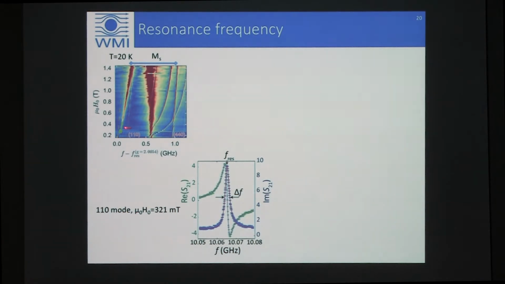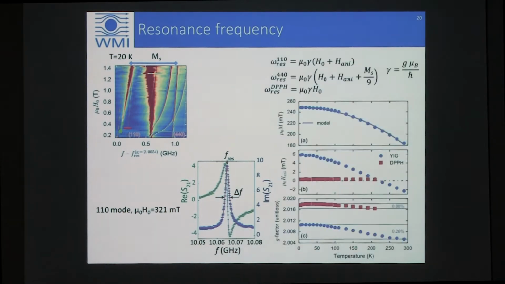So this little red line here shows the cut that we're doing. It looks like that. So the data looks pretty ugly over here, but actually the raw data is rather okay. You can definitely fit it. So there's a fitted line in there, and you can extract the line width and the resonance frequency.